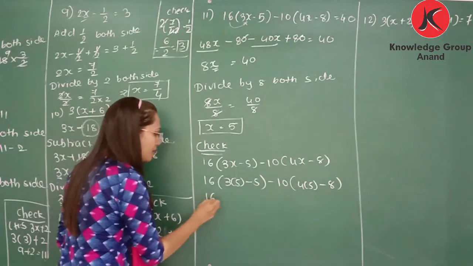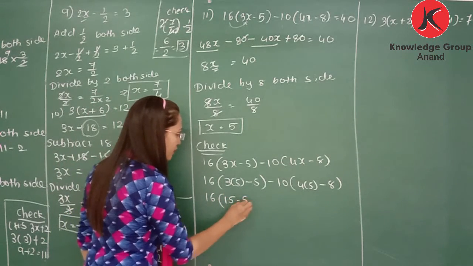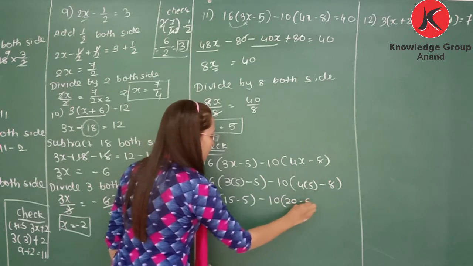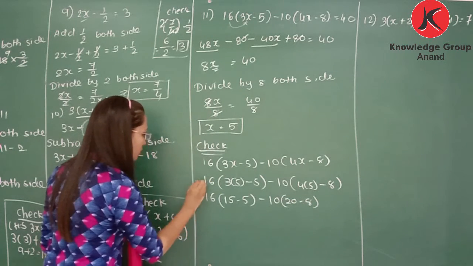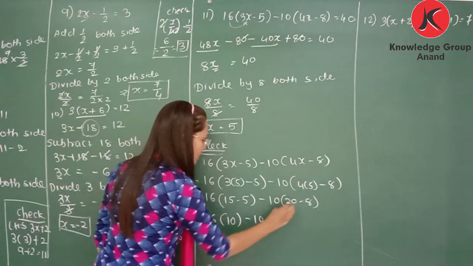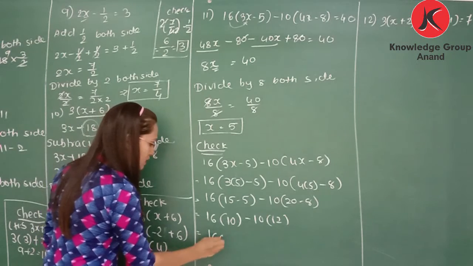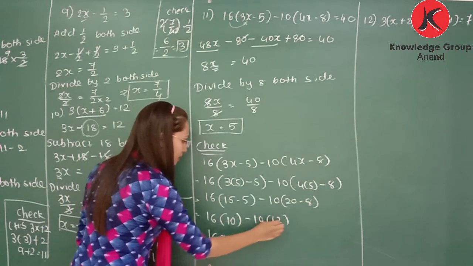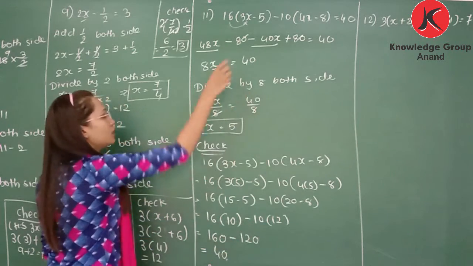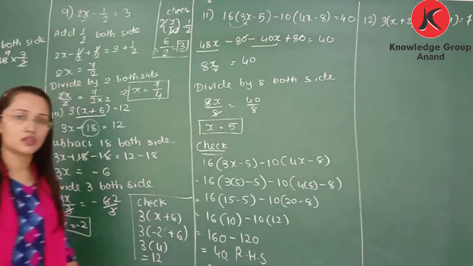Whenever there is a multiplication, perform multiplication first. 5 3s are 15 minus 5, 20 minus 8. So here we have 10 minus 10, 12. 16 multiplied by 10 is 160. Minus 12 multiplied by 10 is minus 120. So the answer is 40. We get our right hand side. So x is equal to 5 is a solution.